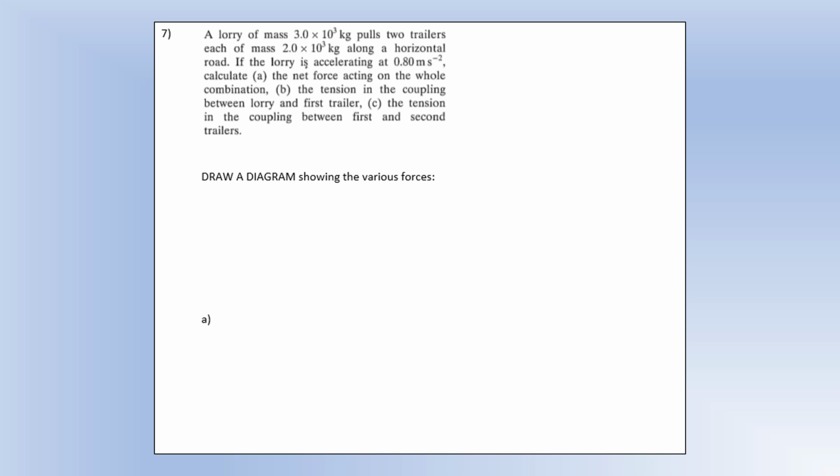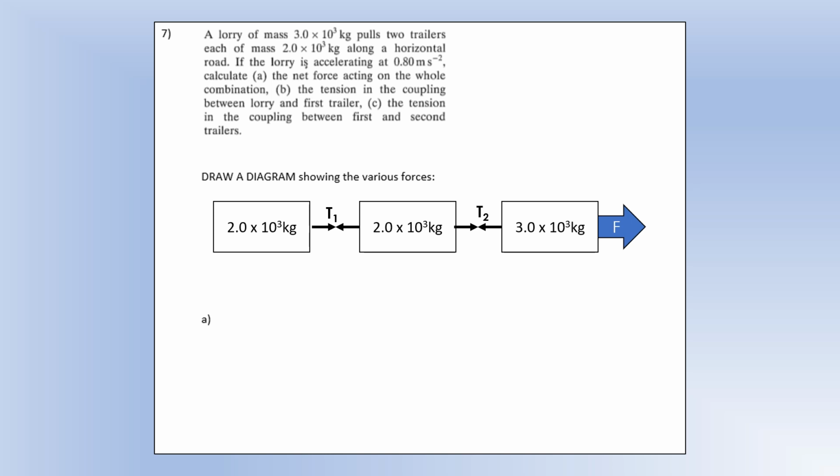Okay, so a lorry of mass 3 times 10 to the 3, so 3,000 kilograms, pulls 2 trailers, each 2,000 kilograms, along a horizontal road. If the lorry is accelerating at 0.8 meters per second squared, calculate the net force acting on the whole combination and the tension in the 2 sets of coupling. So my diagram looks a bit like this. So first of all, let's calculate what the overall force is. Well, the total mass is going to be 7,000 kilograms times 0.8, which gives us a resultant force of 5,600 newtons required.